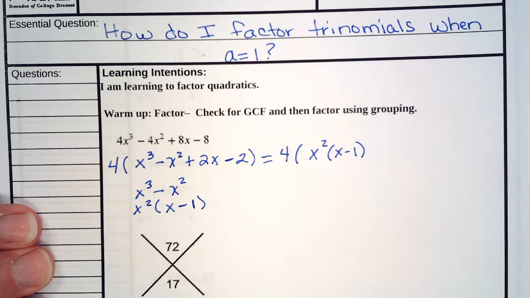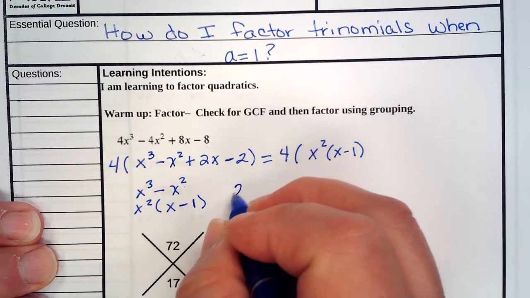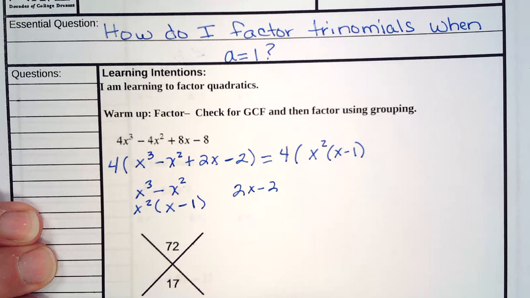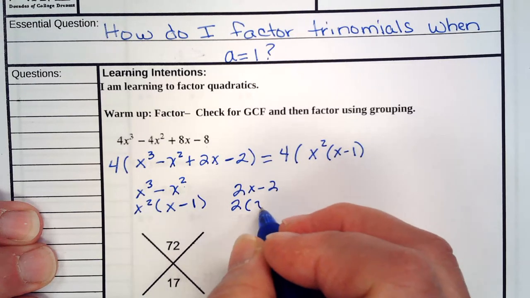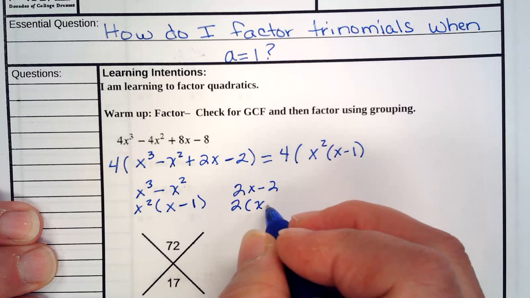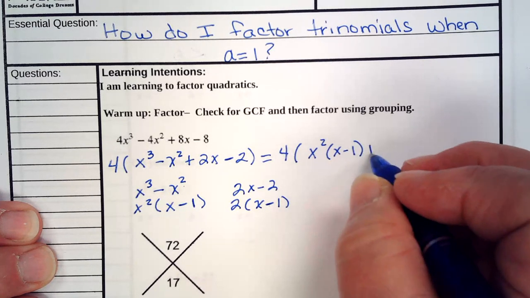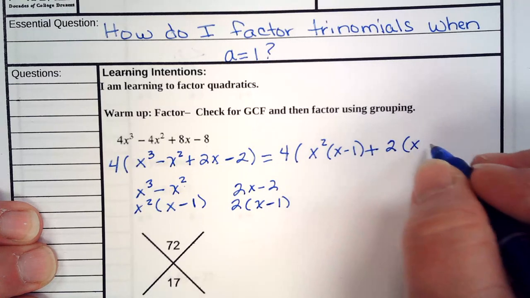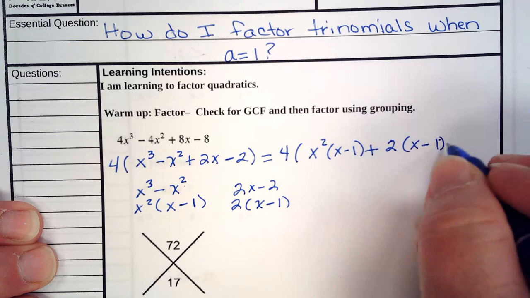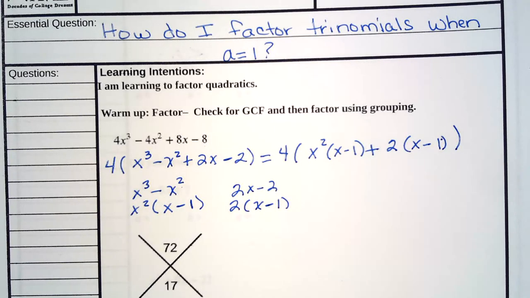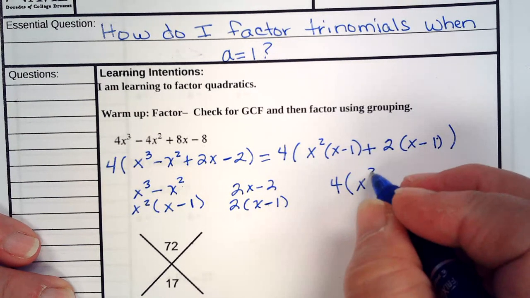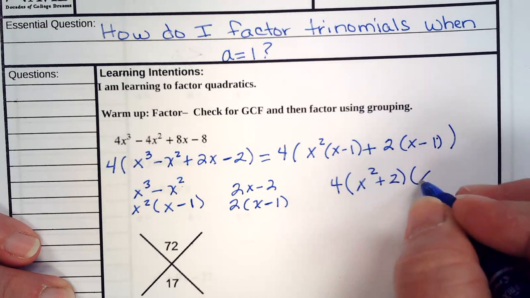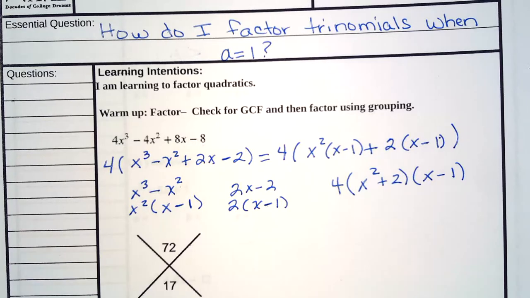Okay, now I need to look at the last two terms. 2x minus 2. What can I factor out of it? I can factor out 2. 2x divided by 2 is x. Negative 2 divided by 2 is negative 1. So this is plus 2 times the quantity x minus 1. Okay, I've done the factoring. I'm ready to finish it up. 4, and then it'll be x squared plus 2 and x minus 1. And we're done.